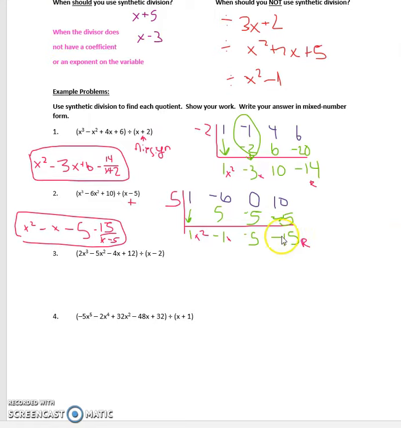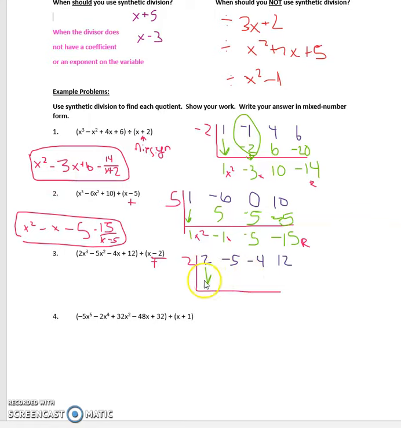Okay. Do it again. Negative 2 is going to become positive 2. We're going to have 2. This starts off with a 2. Minus 5. Minus 4. Plus 12.